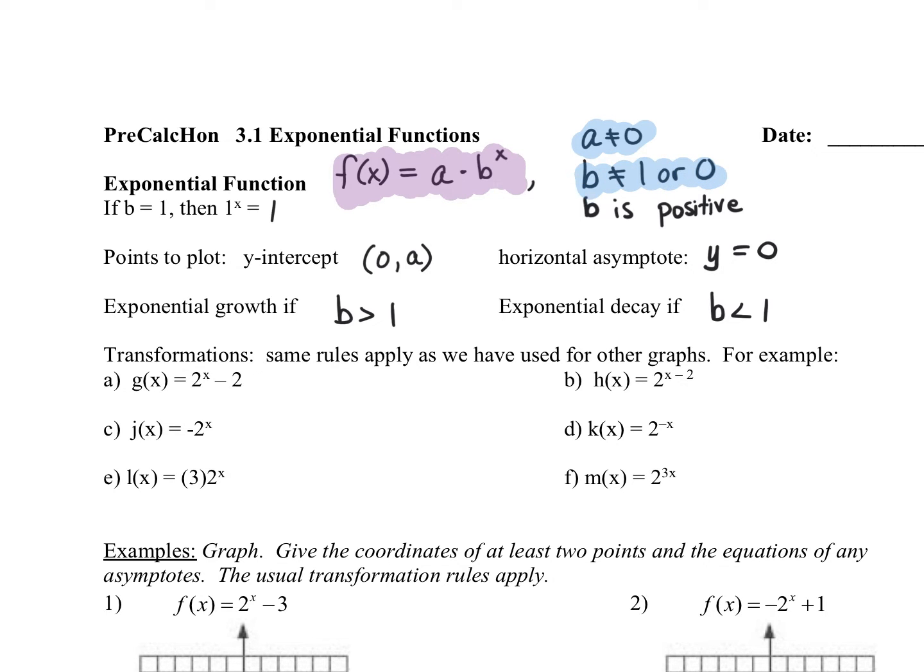B is not 1 or 0, right? If it were 0, again, we don't have a function. If it were 1, we know that 1 raised to any power is 1. So our function wouldn't behave like an exponential. It would behave like a constant function. We also have the stipulation that b is a positive number. If b were a negative number raised to alternating, even and odd exponents, our graph would vacillate between positive and negative. Again, it just wouldn't behave like other exponential functions.